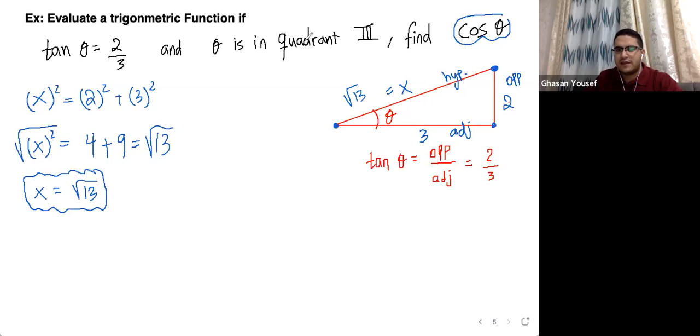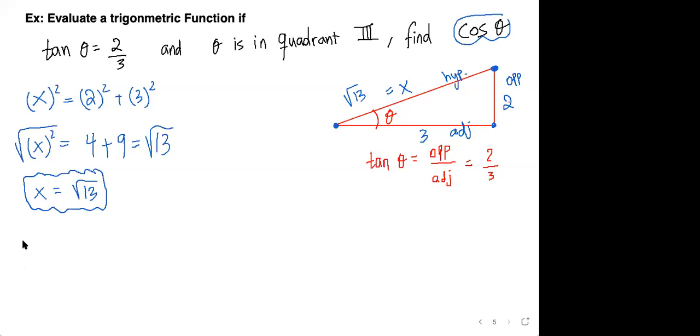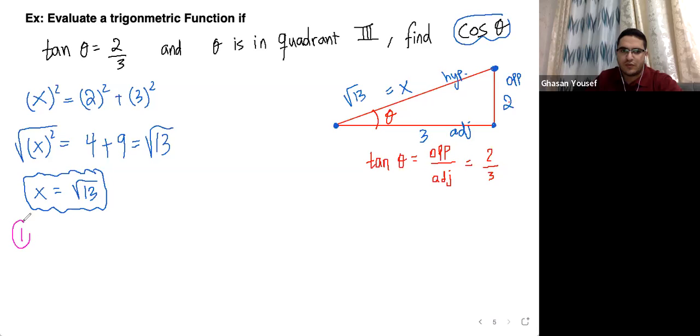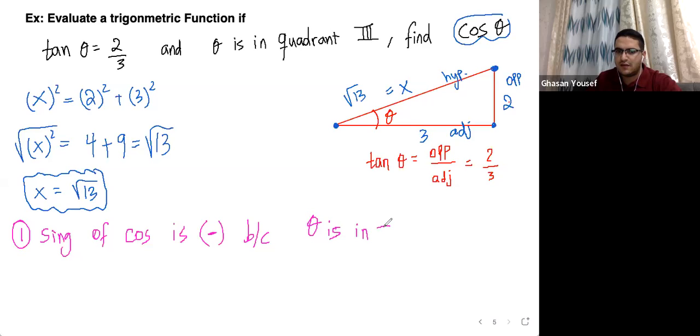Now my theta is in the third quadrant. What's the sign of the cosine function in the third quadrant? Negative, correct. So number one, the sign of the cosine function is negative, because theta is in the third quadrant.